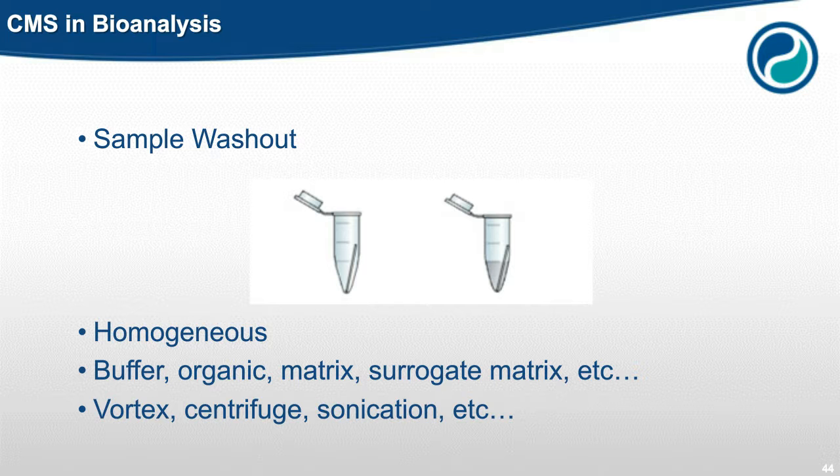But this is the most different step from the method when we use conventional sample. To wash them out, we need to apply some other techniques, like vortexing the tubes, or sometimes we need to centrifuge them. Sometimes sonication is needed. Again, this will be closely monitored during method development.